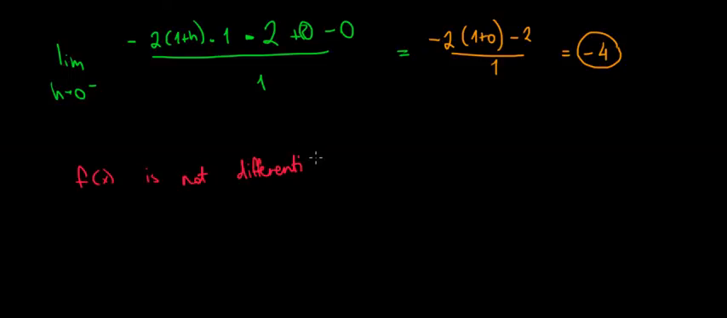And it's enough to prove it with just one point, because if it's not differentiable at one point, by definition it means that it's already not differentiable everywhere. So f of x is not differentiable everywhere. We proved it with the example of x equals 1. And that's it. We are done.